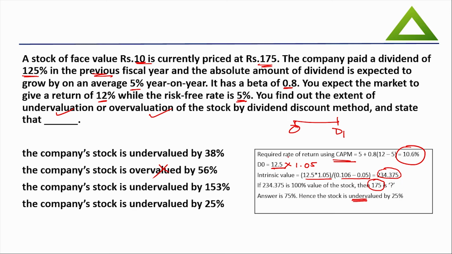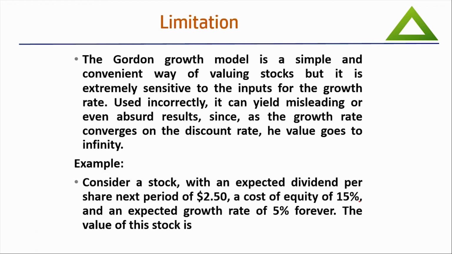Okay, now they are also asking for the extent of undervaluation. So I would simply say this value is 100% value of the company. So 175 is what percentage of it? I would get 75%. So right now the share is available at just 75% of its value. So it is undervalued by 25%. It is usually there in exams, so make sure you understand this question thoroughly.